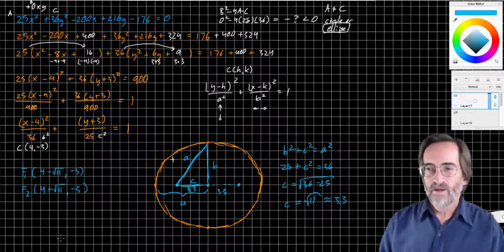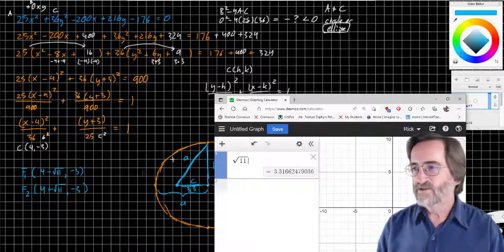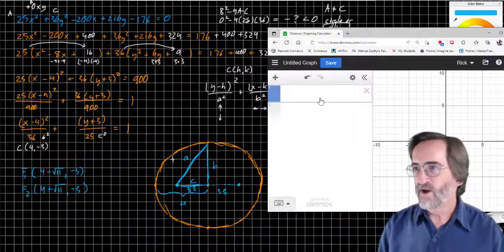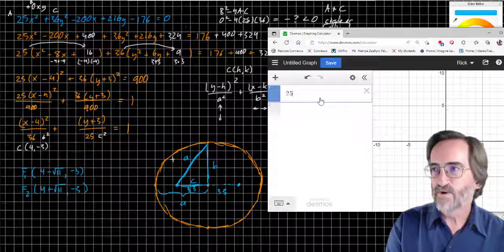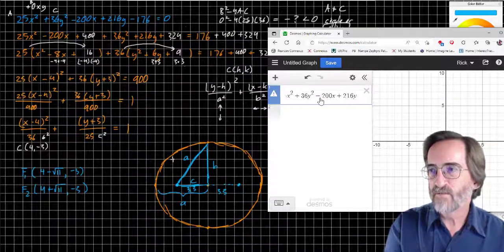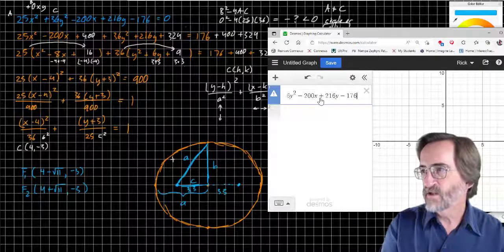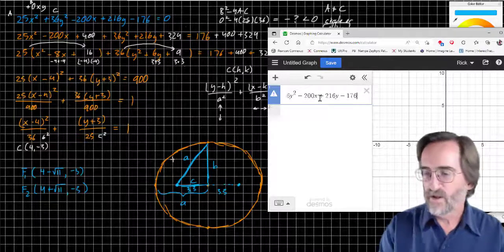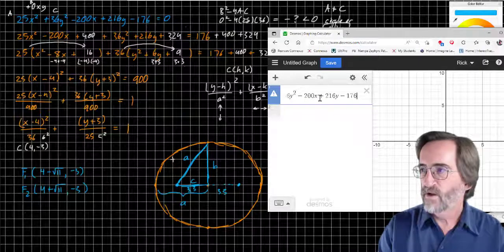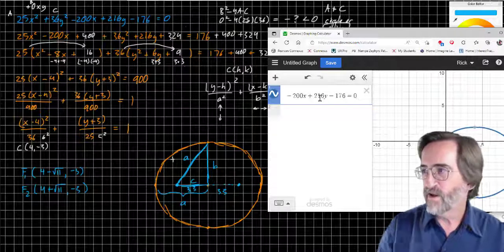Okay? And if I want to verify all this using my Desmos calculator here, I can graph the original function, 25x squared plus 36y squared minus 200x plus 216y minus 176 and equals 0. Got to have the equals.